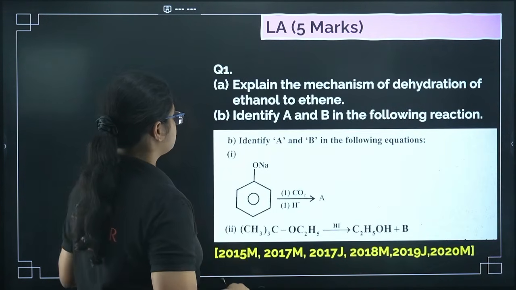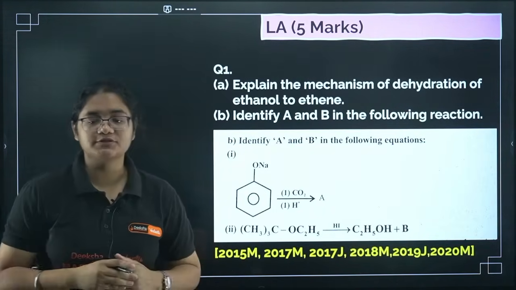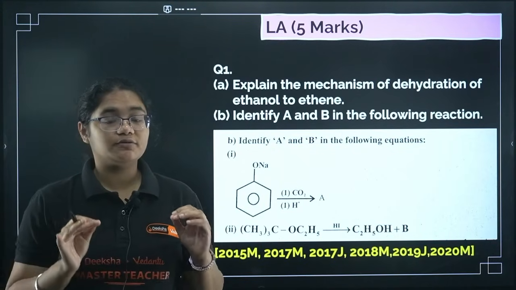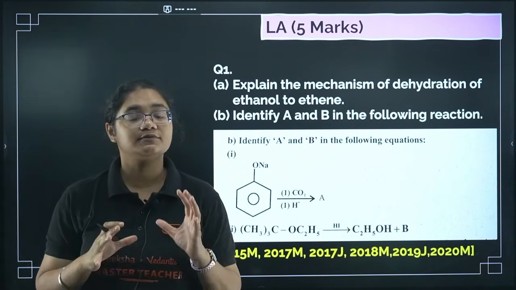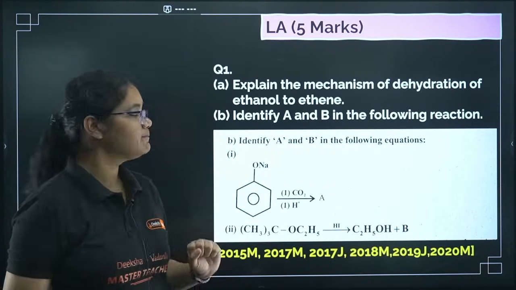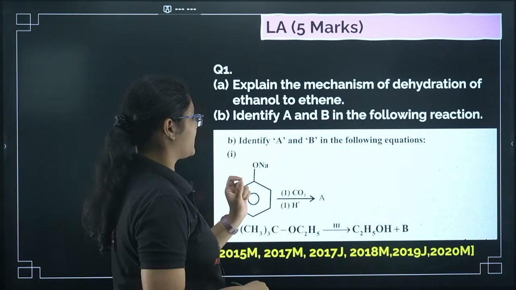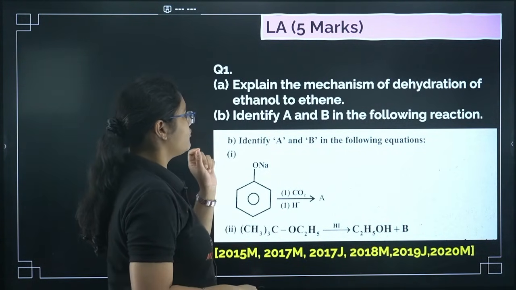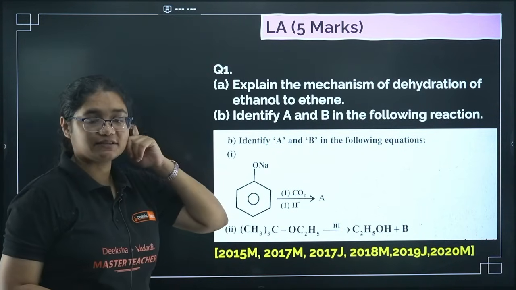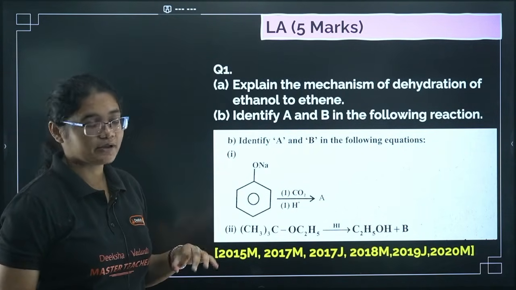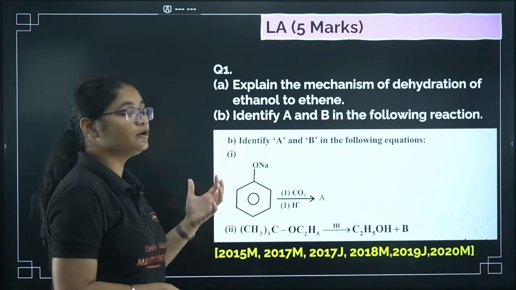Okay. Next, we'll see long answer questions, the 5 marker questions. So there are 3 important mechanisms in this particular chapter. All the 3 mechanisms you should prepare thoroughly. The first question is: explain the mechanism of dehydration of ethanol to ethene. All the mechanisms in this chapter can be a 3 marker question. So, dehydration of ethanol to ethene.